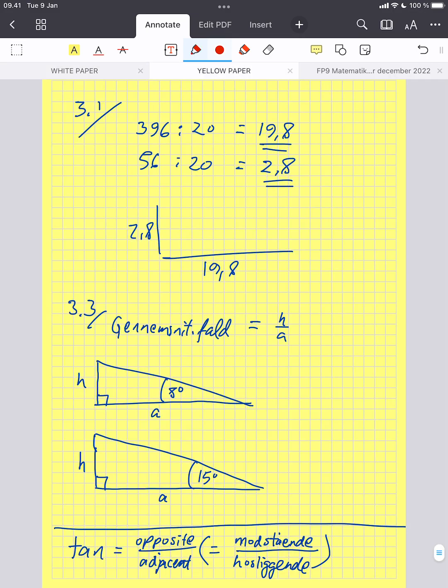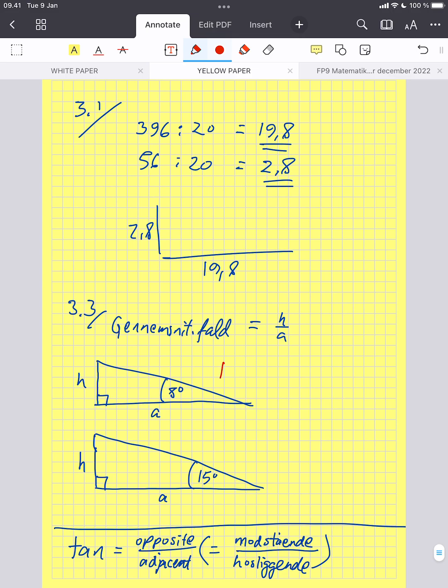So I've drawn very bad sketches of the 2 extreme cases here, the 8-degree triangle and the 15-degree triangle. They've both got a height of H in each case, and then the bottom of the triangle is A. And in trigonometry, that's the opposite side, which is modstående in Danish, and then the adjacent side, which is hosliggende in Danish. And when we've got the opposite and adjacent sides, then we're using the tan of the angle.